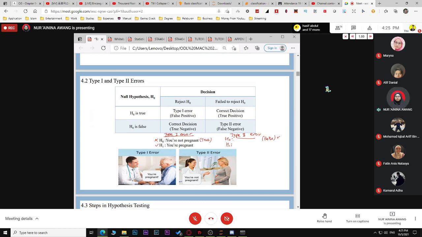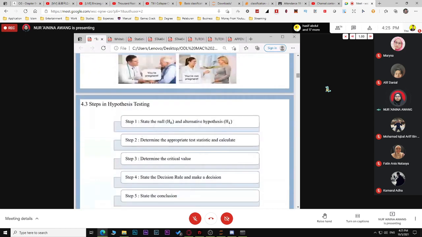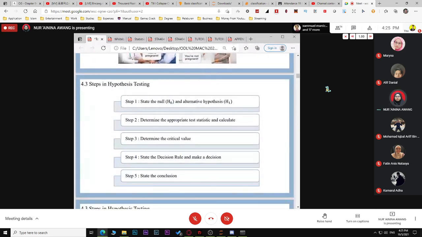Okay, so now we look at the steps. As I mentioned before, to answer the questions for hypothesis testing, you need to do all these steps. Previously in confidence interval, you just need to find the lower and upper limit, then done, settle. But for hypothesis testing, if the question asks for hypothesis testing, you need to answer all these steps. Then you can get full marks.